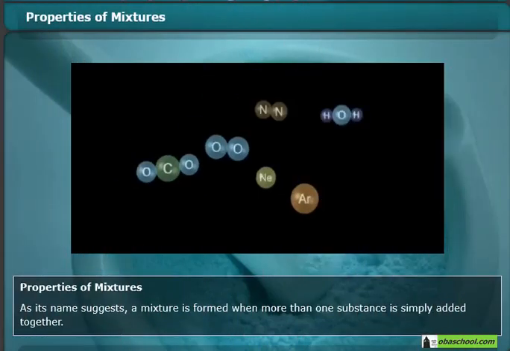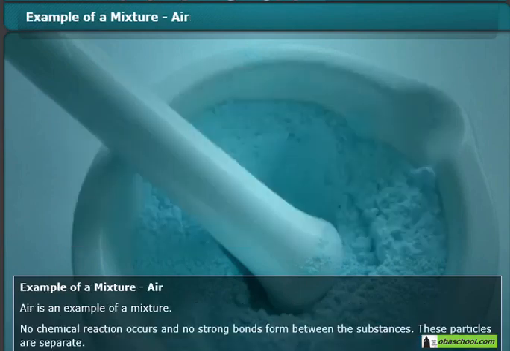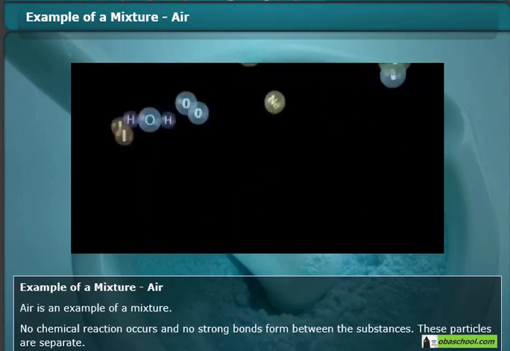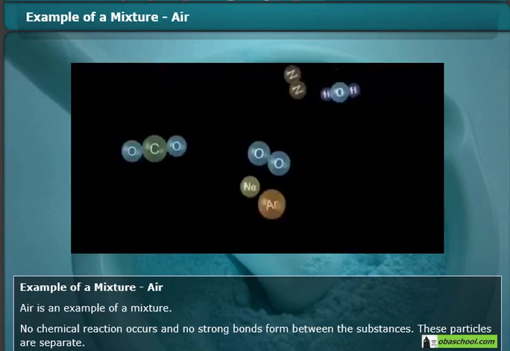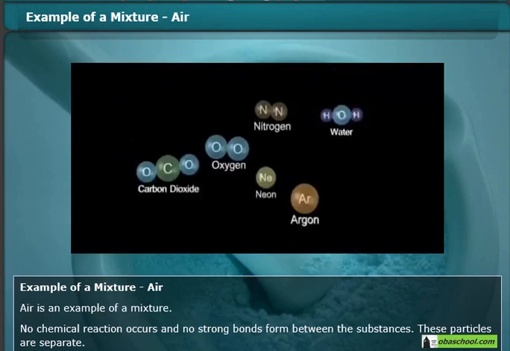Properties of mixtures. As its name suggests, a mixture is formed when more than one substance is simply added together. Air is an example of a mixture. No chemical reaction occurs and no strong bonds form between the substances. These particles are separate.